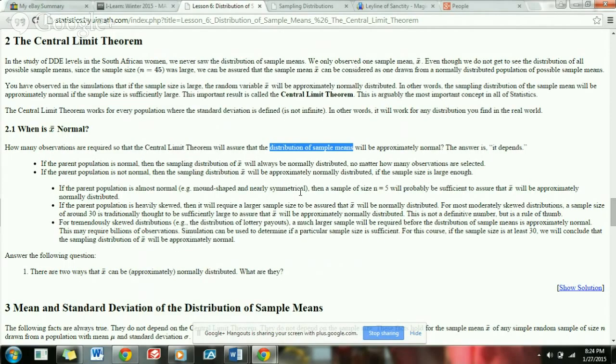If the parent population is almost normal, round shape and nearly symmetrical, then a sample size of n equals 5 will probably be sufficient to assure that X bar will be approximately normally distributed. If the parent population is heavily skewed, then it will require a larger sample size to assure that X bar will be normally distributed. For most moderately skewed distributions, a sample size of around 30 is traditionally thought to be sufficiently large to assure that X bar will be approximately normally distributed. This is not a definitive number, but is a rule of thumb.